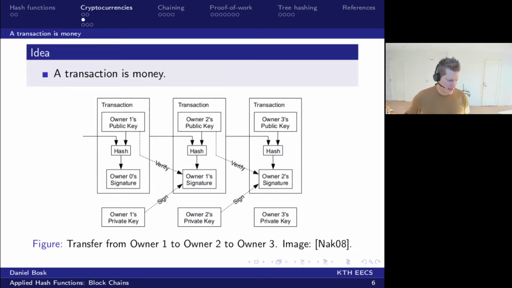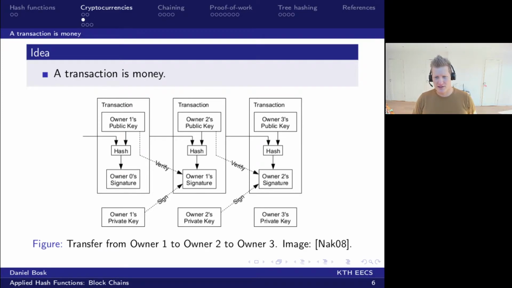Because this means that a transaction is money. So there is no money, because that's what digital cash was, or normal currency that we use, where you actually have money. But here, you actually don't have any money. You just have transactions, and you have transactions saying that this public key has this much value, and then you can transfer money from one transaction to another, essentially.